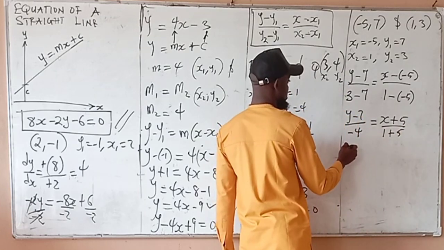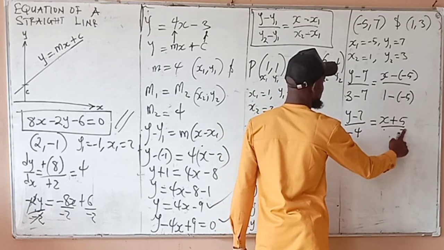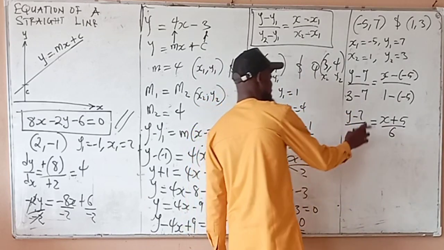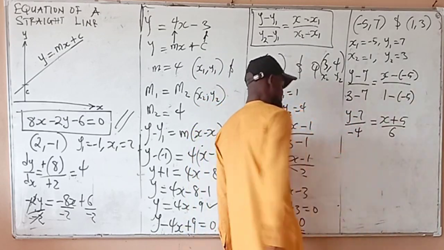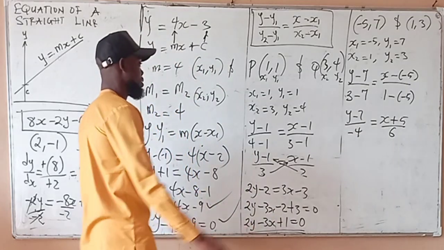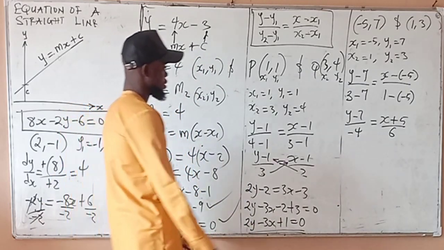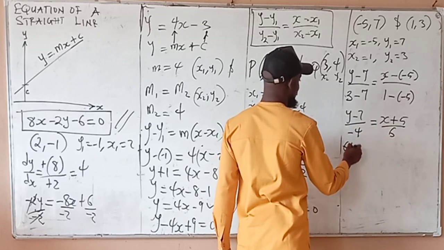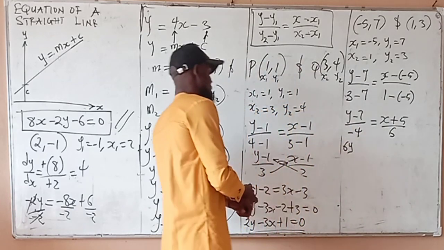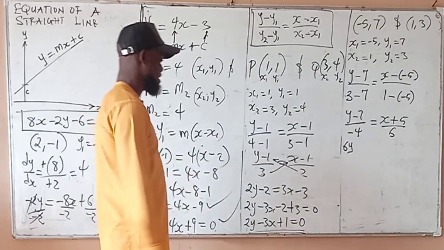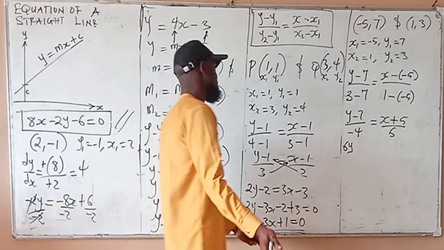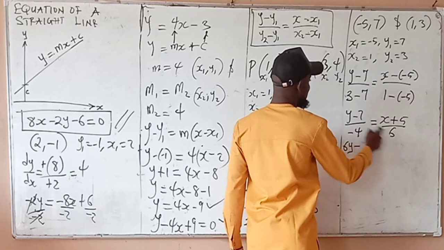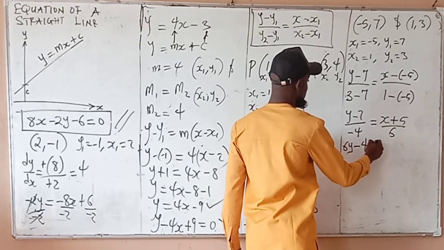What is 1 plus 5? 1 plus 5 is 6. Let's cross multiply. So we'll have 6 times y, that's 6y. Then 6 times minus 7, that's minus 42.